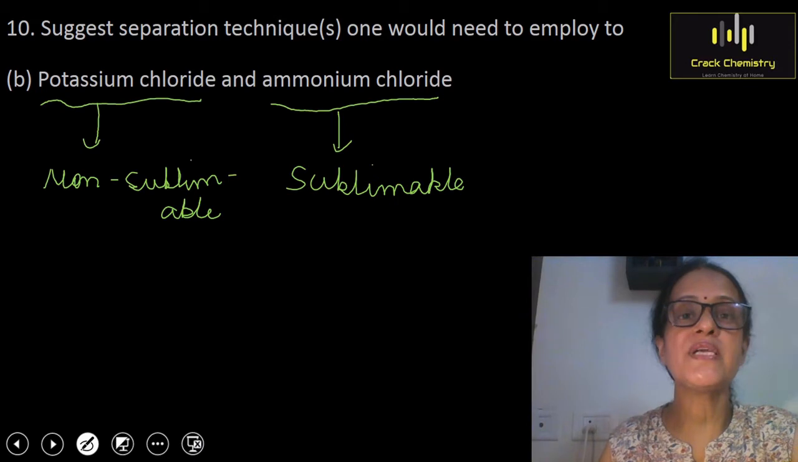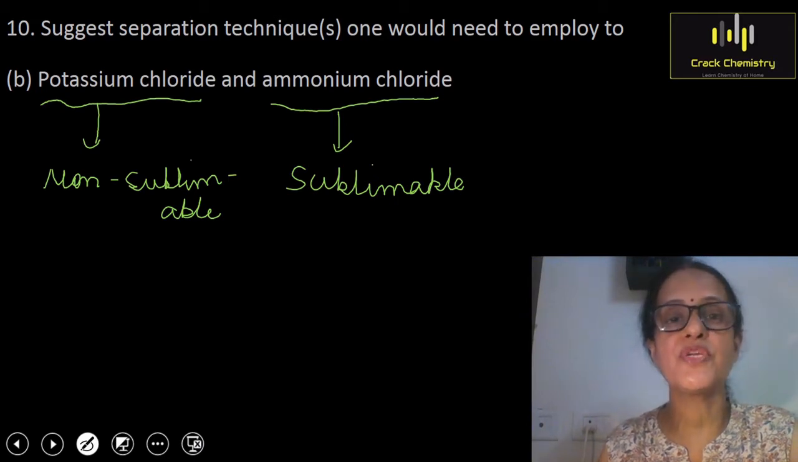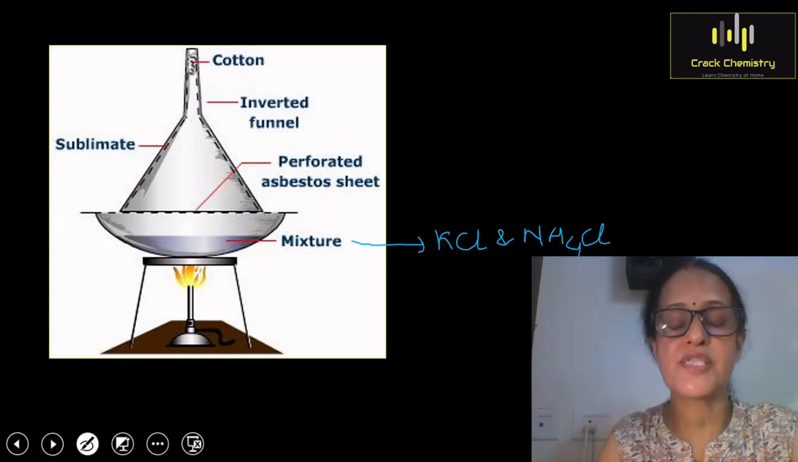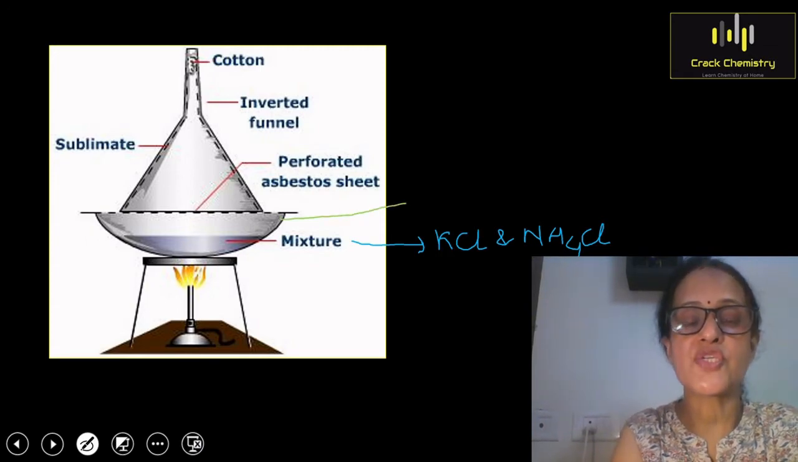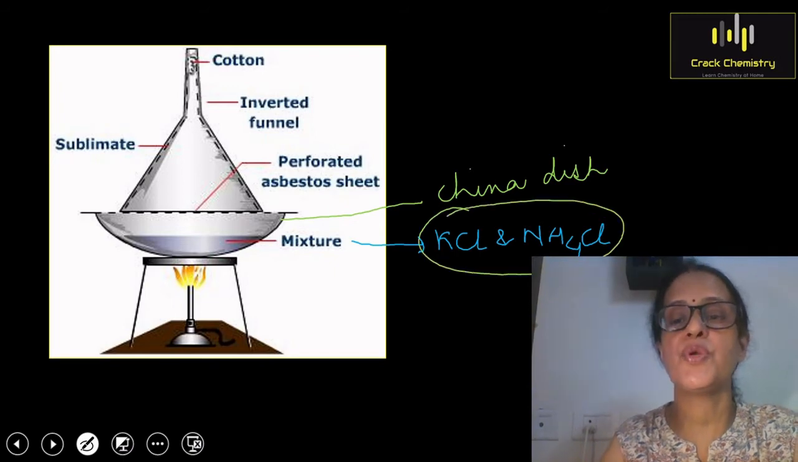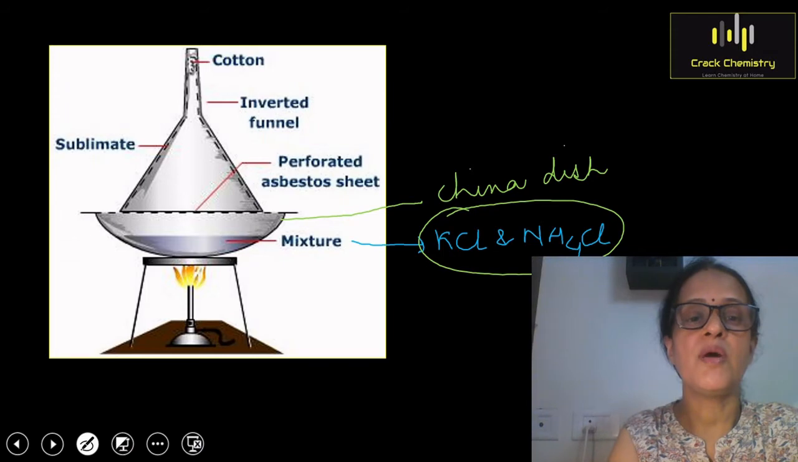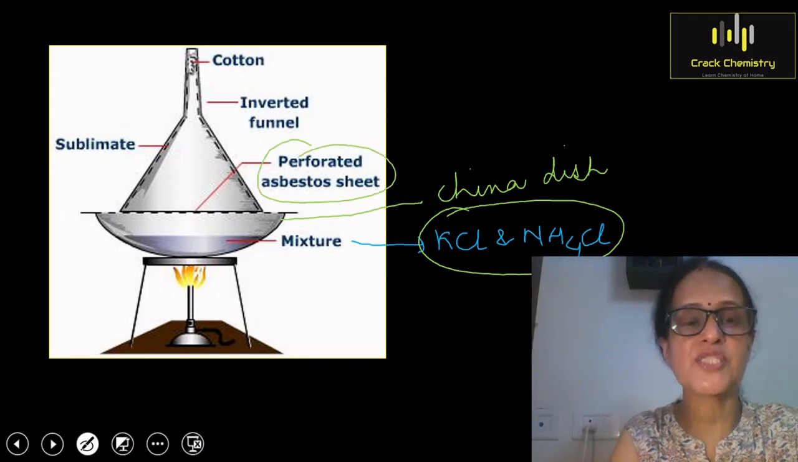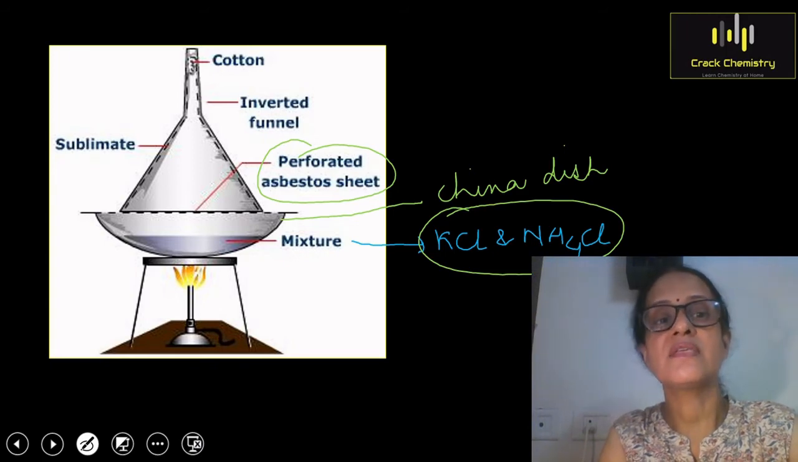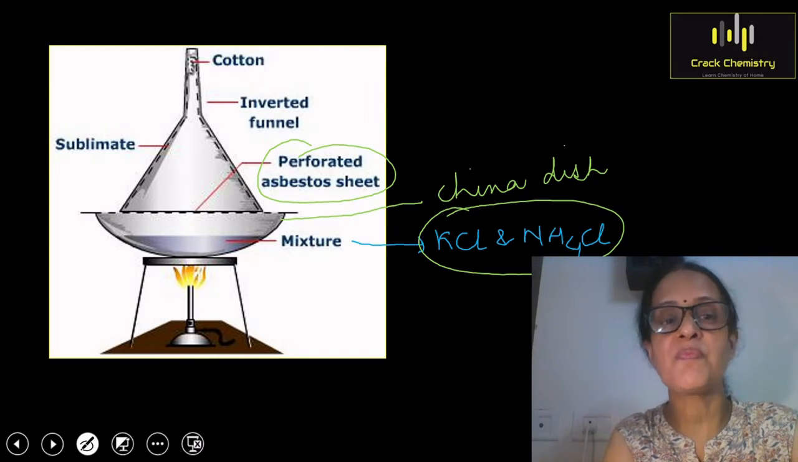Now let's see the experimental setup which is used for separating the components of this mixture. Children, in this diagram you can see the experimental setup. In this experimental setup you can see this is a bowl-like structure which is called as china dish. In this dish we have placed the mixture of potassium chloride and ammonium chloride. On the china dish, a perforated asbestos sheet is placed, and on this perforated asbestos sheet an inverted funnel is placed.